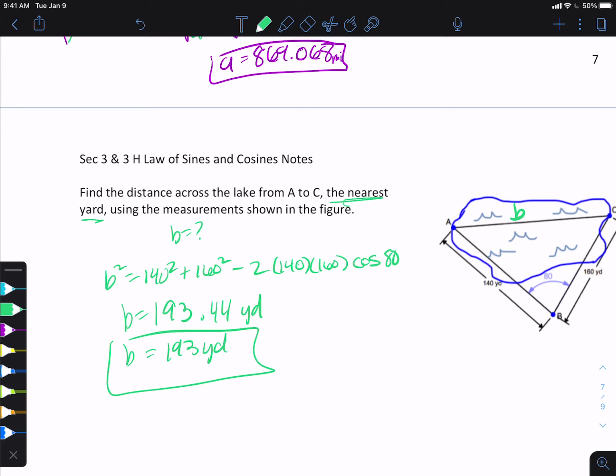So you want to make sure that you're setting up a picture if there isn't one. You're marking up the diagram if there is one. You're figuring out, do I have a side and an angle across from each other? If you have a side and an angle across from each other, you can use the law of sines. If you do not, then you have to use the law of cosines.